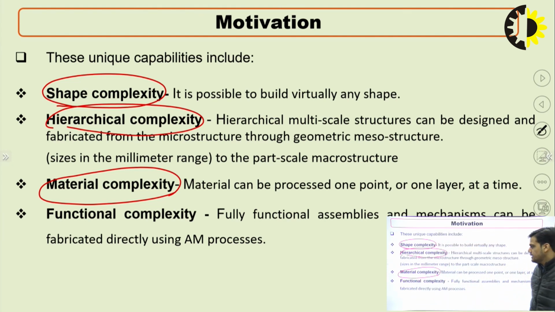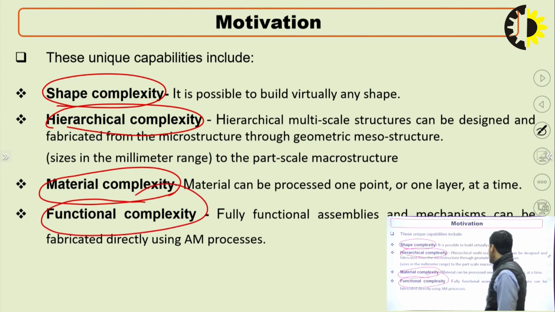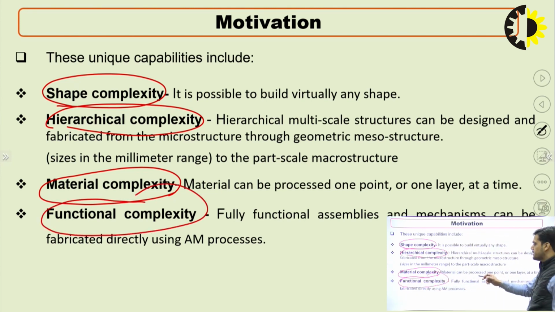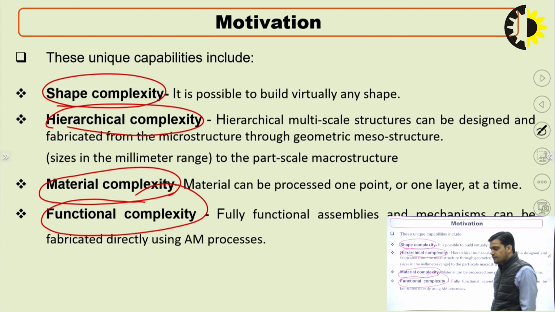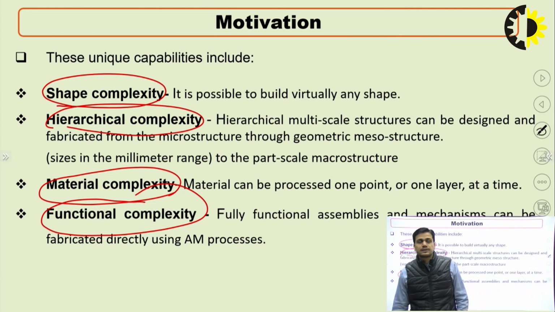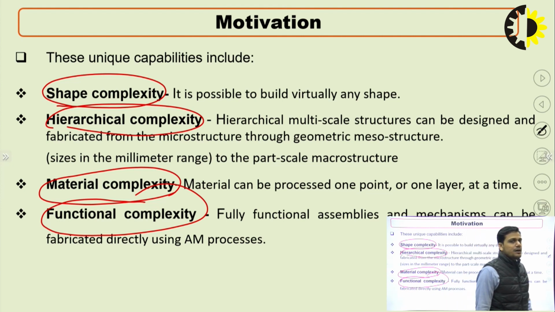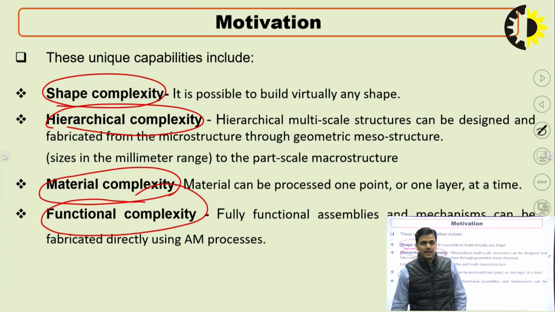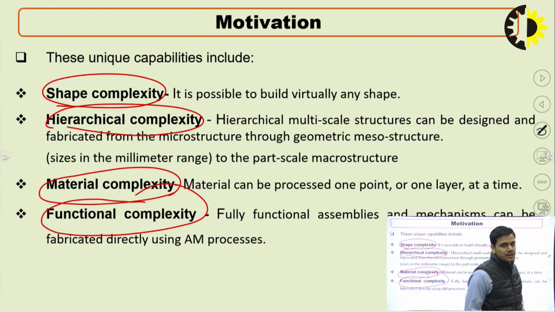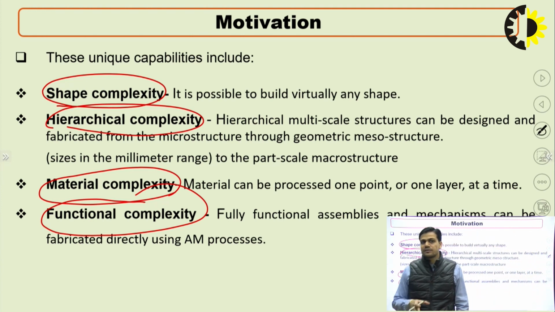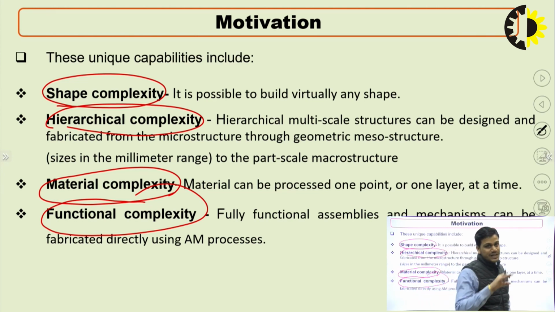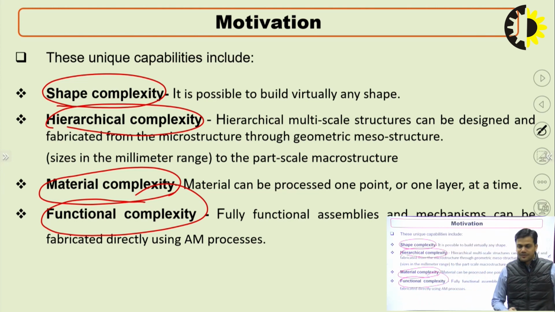Then the functional complexity. If we talk about this functional complexity, fully functional assemblies and mechanisms can be fabricated directly using the AM process. Means if you require some functional model, suppose you have to create a model for a two-stroke engine or a four-stroke engine, that should be a functional one. So what we require is to create a different color for that particular model, so that we can show where the piston is, where the crankshaft is, where the crank is. So we can create that particular functional model by using additive manufacturing. So that will motivate us to use this additive manufacturing technology.